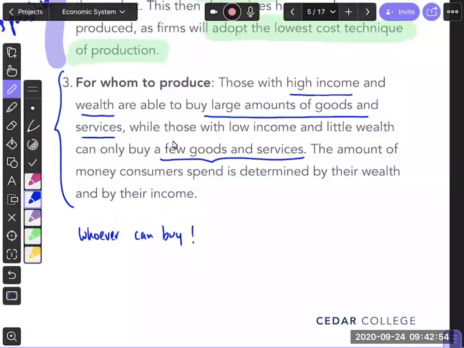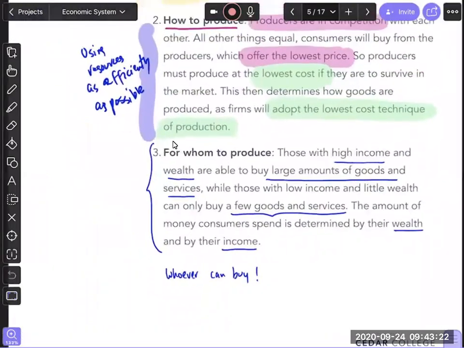The one who has the money will have more choice and therefore will have the liberty or sovereignty even to buy more goods and services. So the amount of money consumers spend, of course, is determined by their wealth and by their income. And if your wealth, which is past savings, and income is high, then automatically you are the one who will get more goods. So in this economic system, for whom to produce is all about whoever can buy.